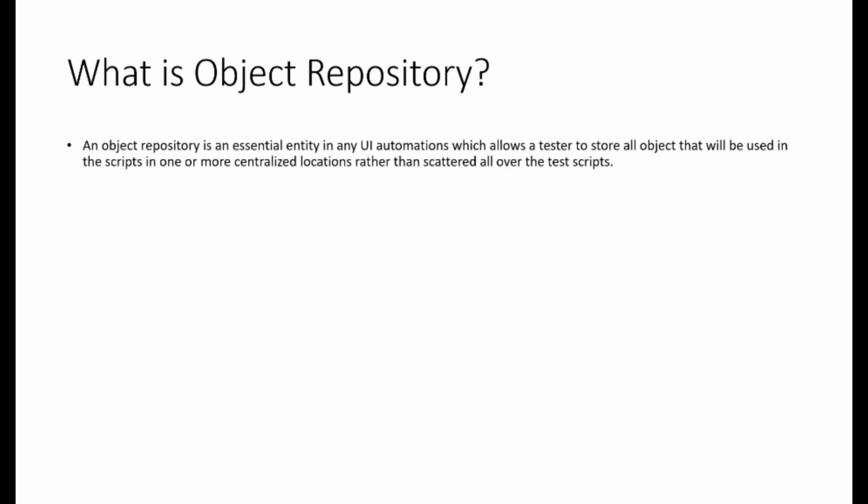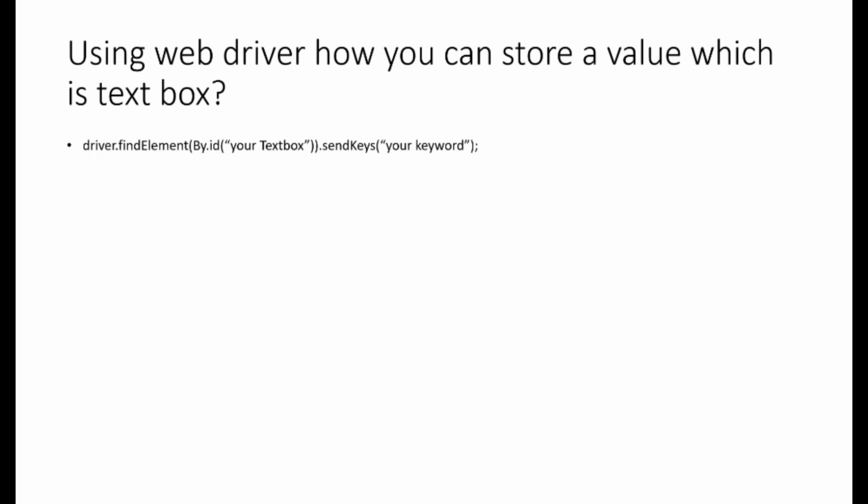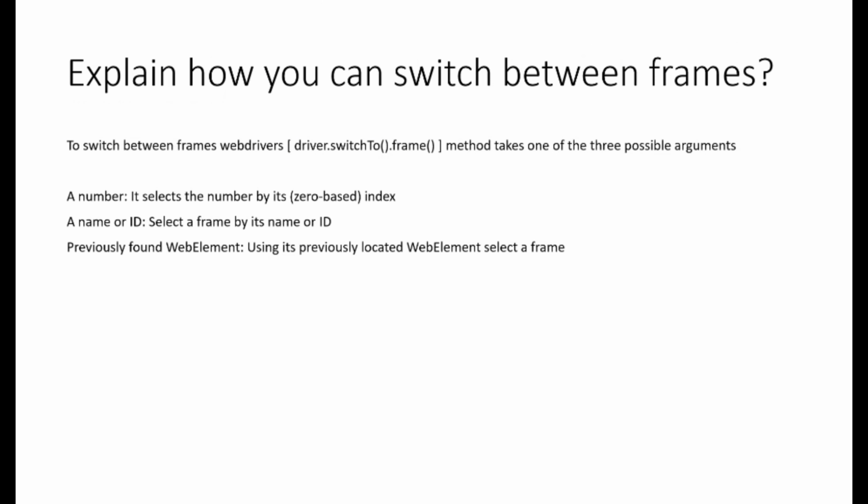What is object repository? An object repository is an essential entity in any UI automation which allows a tester to store all objects that will be used in the script in one or more centralized locations rather than scattered all over. Using WebDriver, how can you store a value in a text box? driver.findElement by ID, your text box, and sendKeys is your keyword.